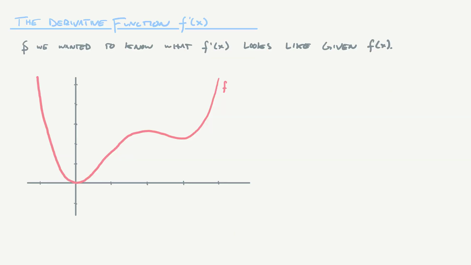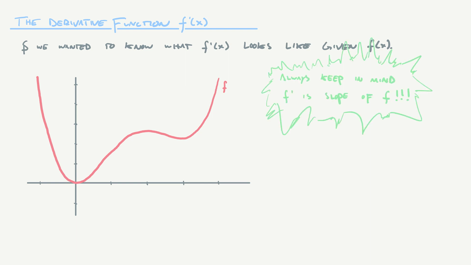All right, suppose we wanted to know what f prime of x looks like given this f of x graph. Okay, so this looks like some quartic function, f of x. And I want to figure out what does the graph of its slopes look like? Okay, so remember, what we're trying to graph is the slope of this thing over the same x values. So keep that in mind. Always keep in mind f prime is the slope of f.